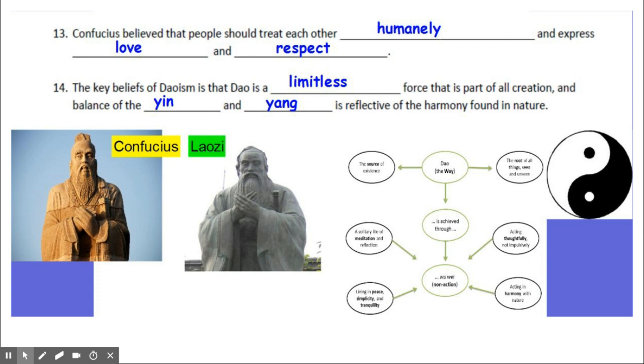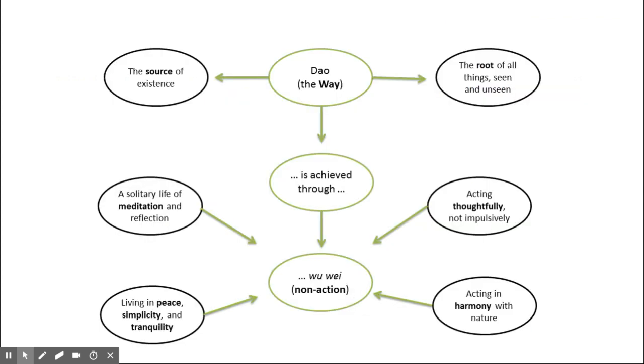But in a sense, it's talking about like good and evil, talking about like the forces of nature, like winter and summer and such. And so kind of to understand Tao, the way, this is achieved through Wu Wei, or non-action, meaning that Tao is the source of existence and the root of all things seen and unseen, and that it's achieved through a solitary life and meditation, acting thoughtfully and not impulsively, and the non-action, living in peace, living with simplicity and tranquility, meaning peace, and acting in harmony with nature.